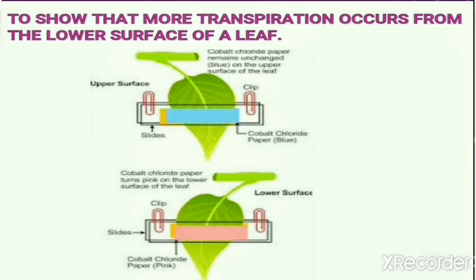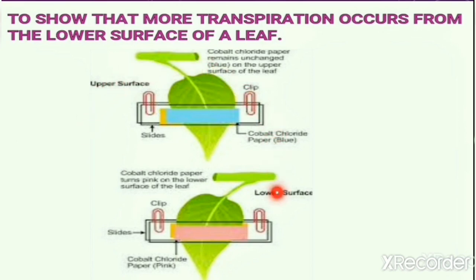Now we will take one potted plant and select one leaf of that plant, but keep in mind that you should not detach that leaf from the plant, otherwise it will not perform transpiration. Then we will place one piece of cobalt chloride paper over a glass slide and hold it onto the lower side of the leaf, and the other paper onto the upper side of the leaf in a similar manner. Then we will fasten both slides with the help of these clips. Then we will keep that apparatus in the sunlight.